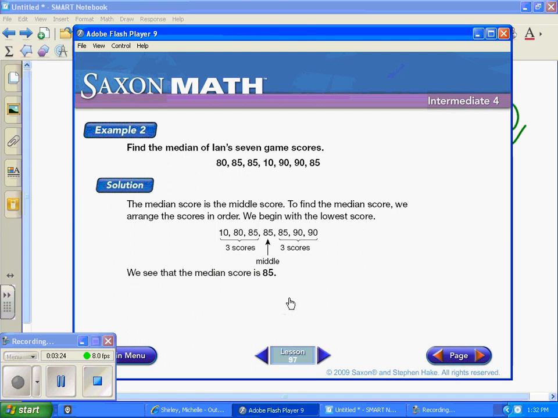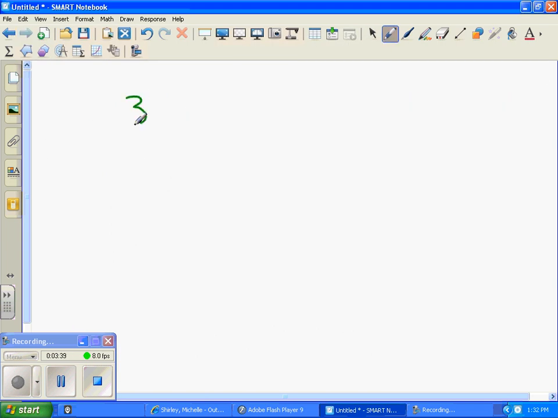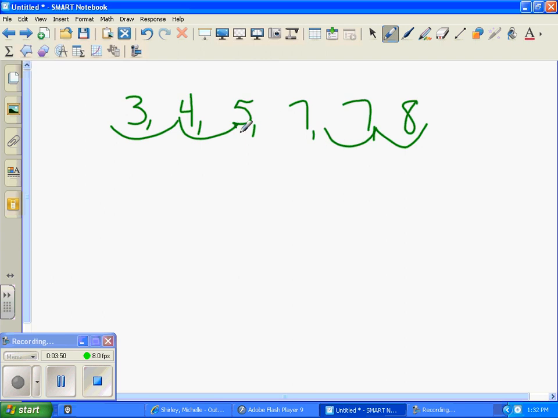Now here's the tricky part. How could we find the median of this set of numbers? There's an even set or even number. So I'm going to put those in order. Let's say 3, 4, 5, 7, 7, 8. And when we take an equal amount of jumps to the middle, we see that, oh boy, there is no middle here. We've got 3 on this side, 3 on this side.